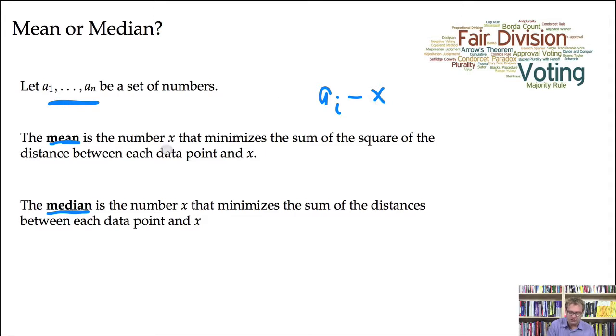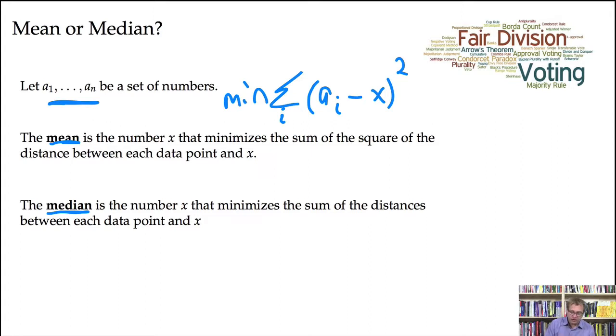X is eventually going to be this mean. And we square that distance. So a sub i minus x is the distance between the number x and the data point a sub i, and we square the difference. We look at the sum of all of these squares of the distances, and we find the number x that minimizes this sum. That turns out to be the mean.